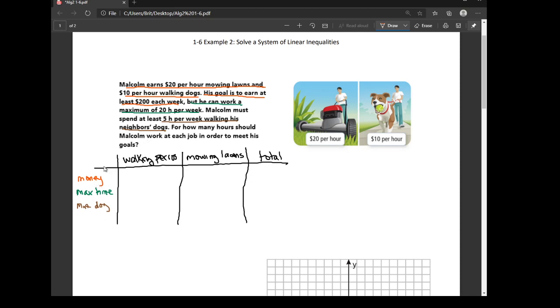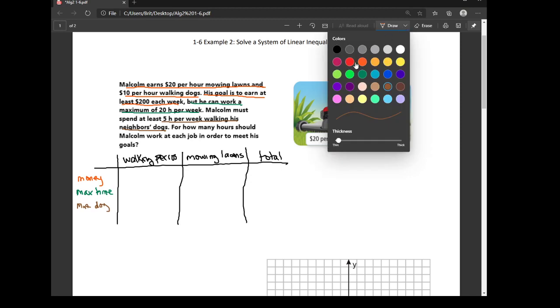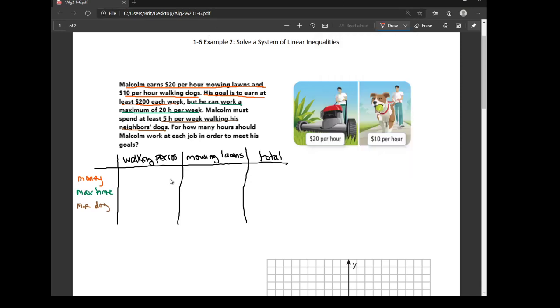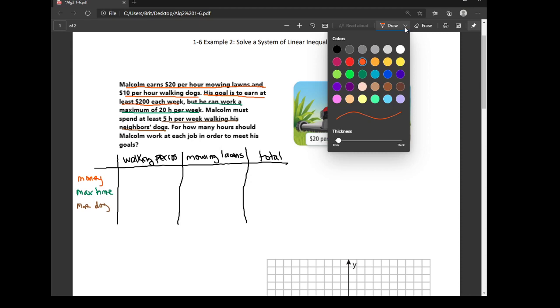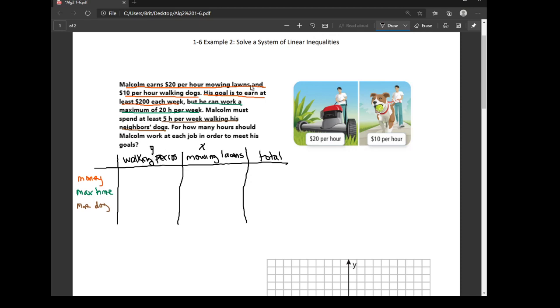So I'm going to use these three situations to help me create a system. Let's start with my money inequality. It says he earns $20 per hour mowing lawns. I'm going to call the mowing lawns X, that way it matches the example in your book. So my X is the hours spent mowing lawns, and $20 times that X gets me the amount of money he makes mowing. And $10 per hour is walking dogs, so I'm going to say that is 10Y here.